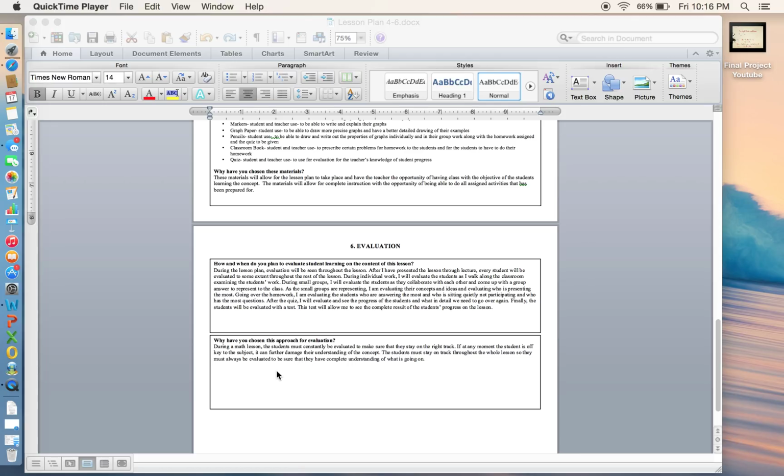So during a math lesson, the students must constantly be evaluated to make sure that they stay on the right track. Like I said before, with math, you have to make sure that they are doing the right thing at all times, because if not, then one little misstep can make a whole problem go wrong. So you have to make sure that they know what they're doing throughout the lesson. So the students must stay on track throughout the whole lesson, so they must always be evaluated to be sure that they have complete understanding of what is going on.